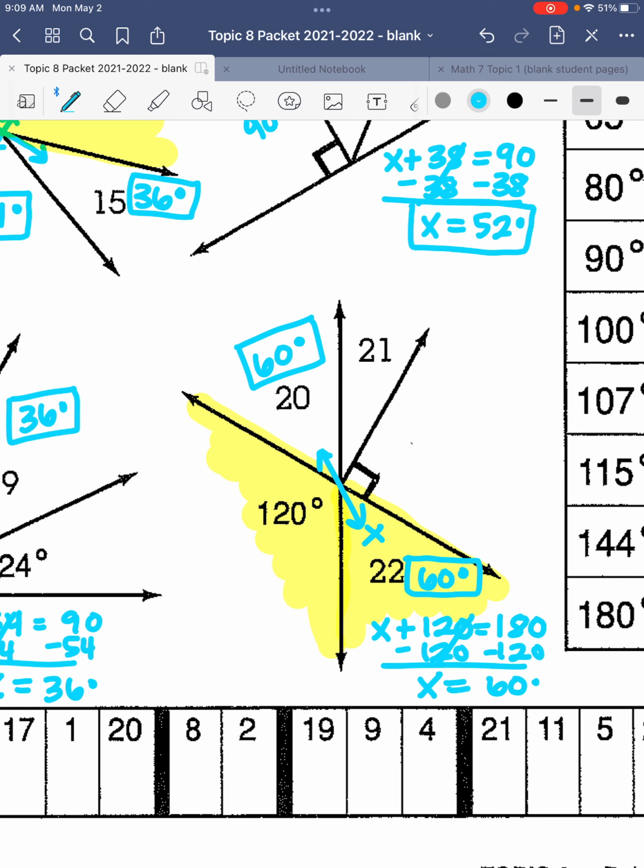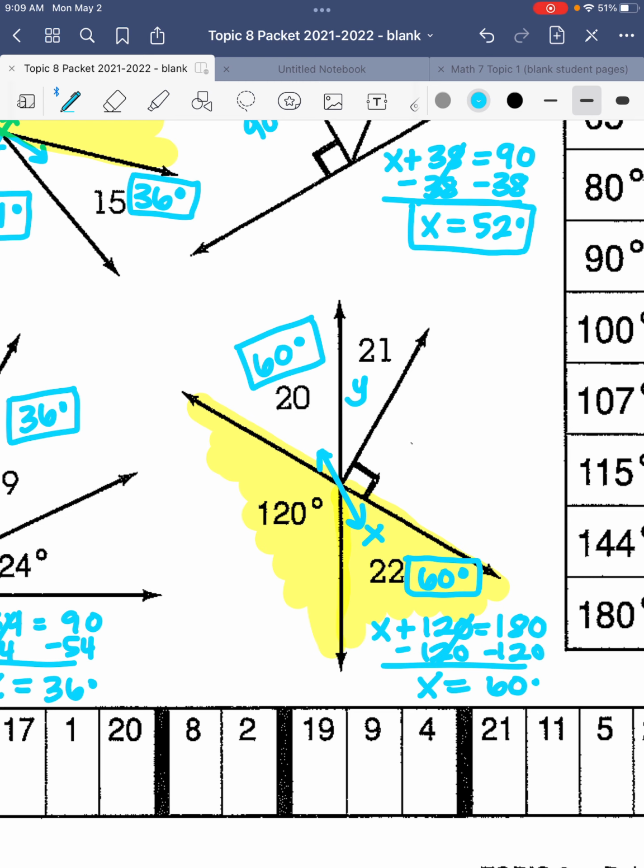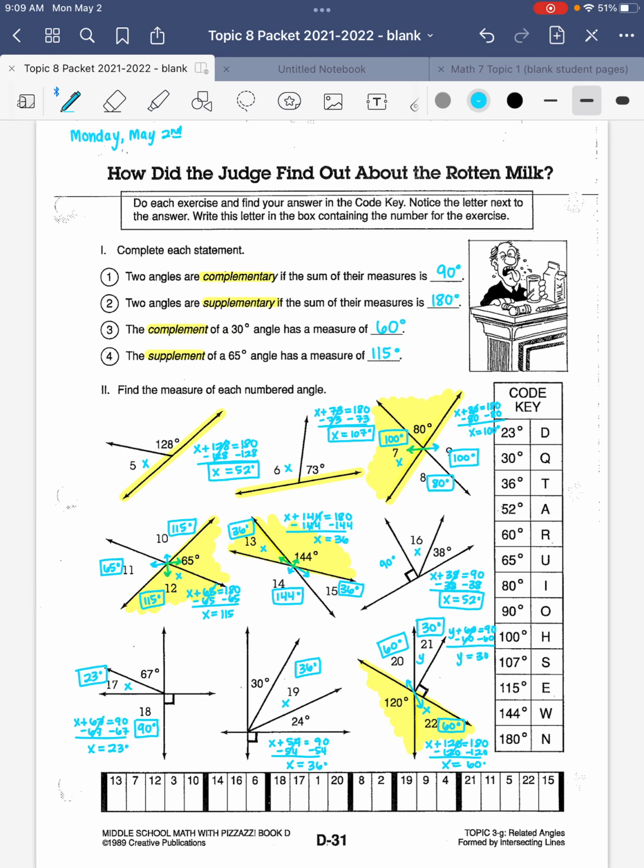So there's a couple different ways that I could do this, but what I notice is that it's going to be 90 degrees with angle 20. They're going to add up to 90. They're complementary. I know that because this side over here is 90 degrees. So could I call this one y and say y plus 60 equals 90? I sure could. To get that y by itself, I'm going to subtract 60 on both sides. So I get y equals 30. So I know that angle 21 is 30 degrees. Okay? So that's the end of that first little worksheet.